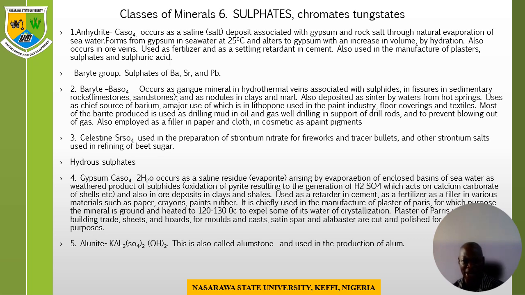And the other group is the barite group, which is sulfate of barium, strontium, and lead. The barite, which is barium sulfate, occurs as gangue mineral in hydrothermal veins associated with sulfide, in fissures in sedimentary rocks, limestone and sandstone, and as nodules in clay and mud. Also deposited and sintered by water from hot spring. Used as chief source of barium, a major source of which is witherite, used in paint industry, floor covering, textile.